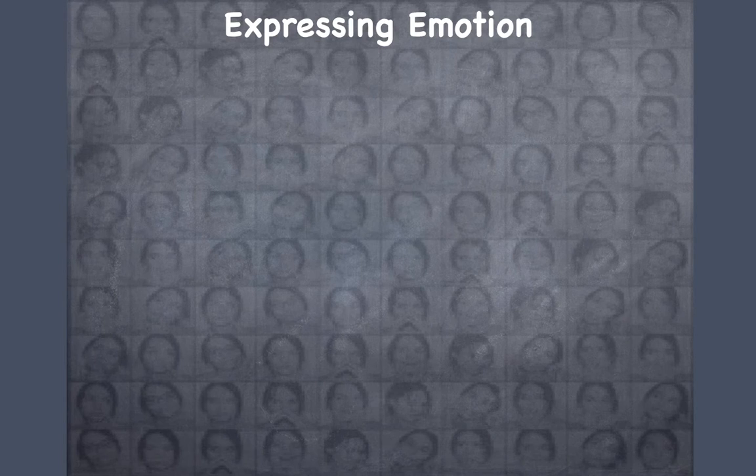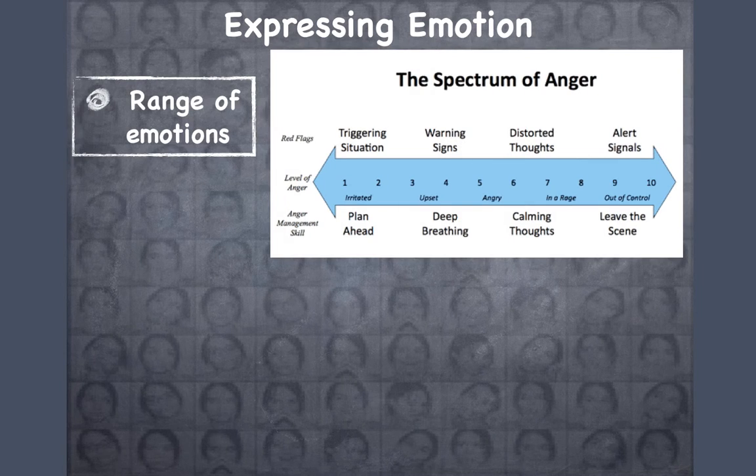So expressing emotions. Do we express them exactly the same, and does everyone express them the same? Well, no, they don't. There's a range of emotions, and emotions are comprised in families. The anger family would range from irritated to out of control. And we might be in varying degrees of a spectrum of anger, and all emotions would have this sort of range, if you will.